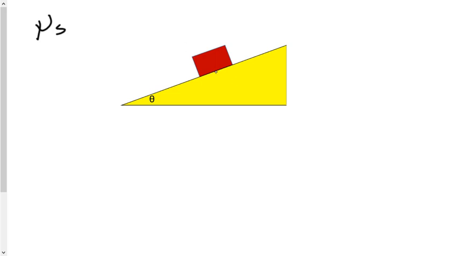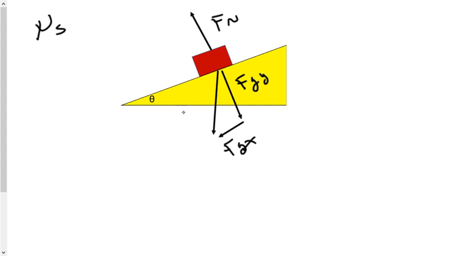Let's review our forces on an inclined plane. We, of course, have gravity downwards and normal upwards. And remember that gravity is broken into x and y components on an inclined plane. Let's see what we have. This, of course, would be force normal. This is force gravity y. This is force gravity x. And this, of course, is force gravity. This is our angle theta.